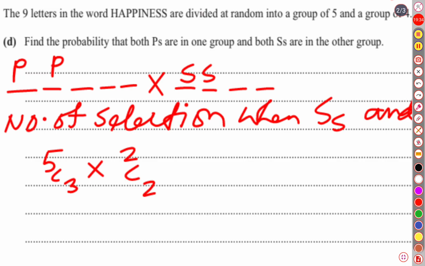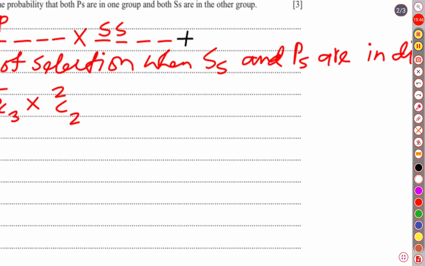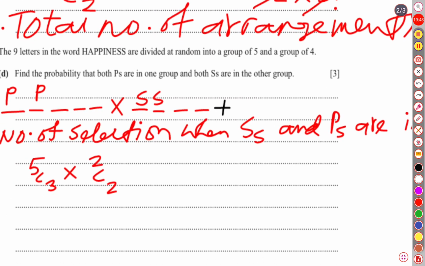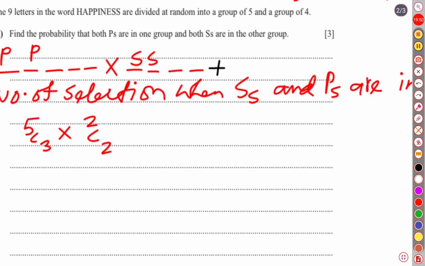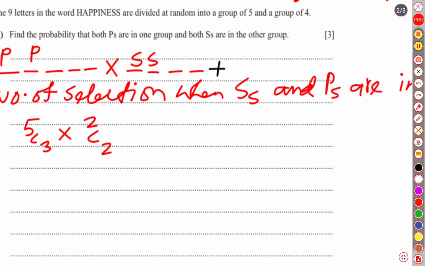Then look at this. There is another scenario also. What is it? It is the alternative. If we make the alternative, look at this. Suppose in the first group of 5 there are S's. Let us write here S. So if it is SS, then 3 more letters are to be selected.